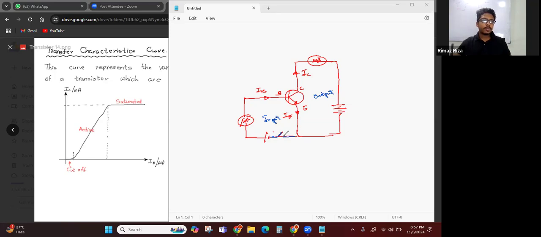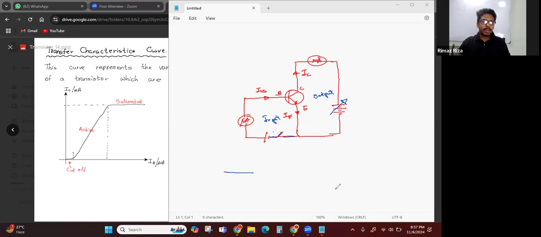Now suppose this switch is open, so there is no current running in the input circuit. That means this BE junction is not biased. If BE is not biased, no matter how much you increase the voltage here, there won't be any current in the output circuit, right? If you want a current in the output circuit, you should bias the BE junction. So how do you bias the BE junction? You have to increase the voltage from 0 to 0.7.